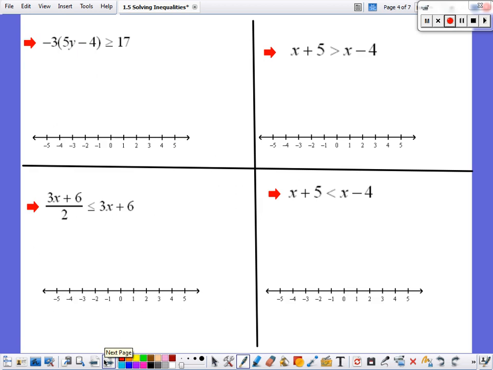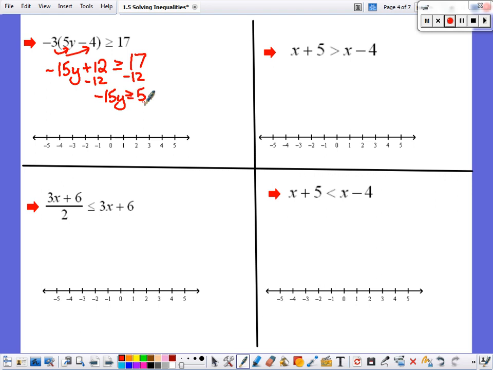I'm going to go very quickly through these again. First thing I would do on this one, I would distribute. So -3 times 5 is -15y plus 12 is greater than or equal to 17. So again, what I've done is I distributed -3. -3 times -4 is positive 12 is how I got that. Now I go ahead and subtract 12. You get -15y is greater than or equal to 5. Oops. Greater than or equal to. Almost messed up there. Here we go.